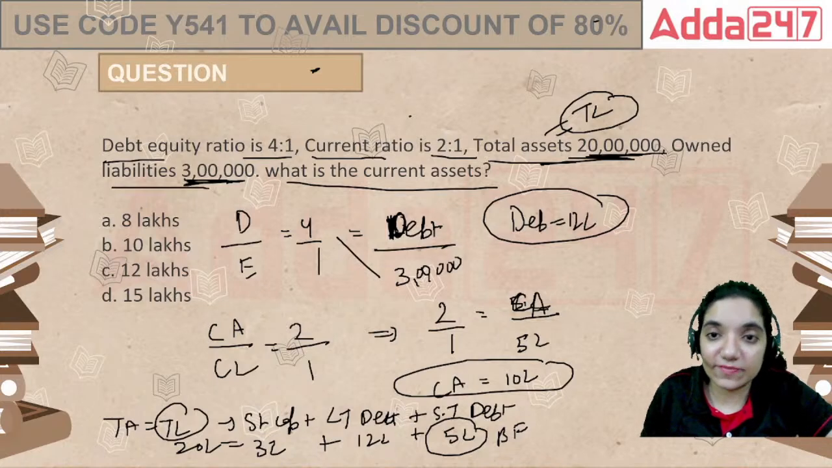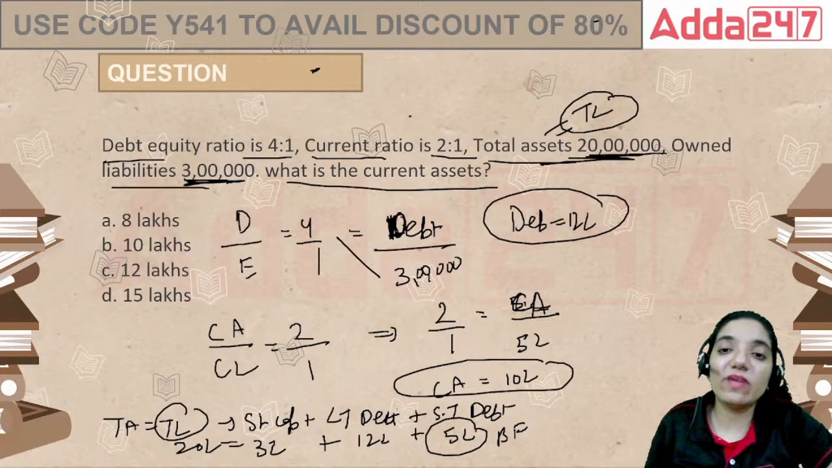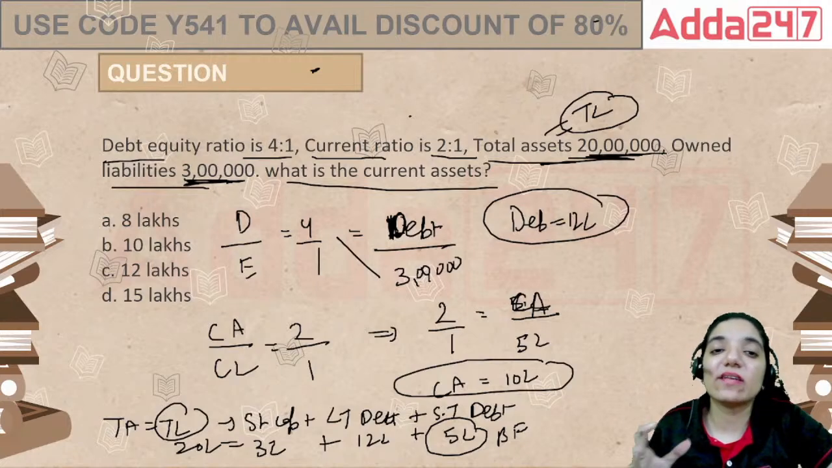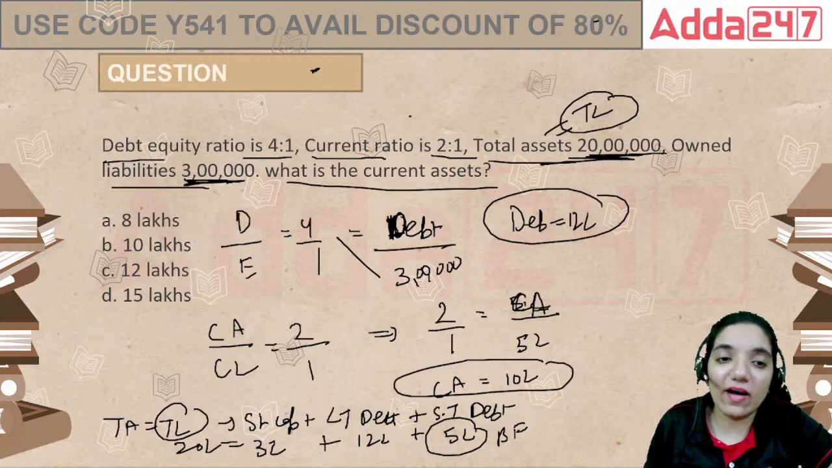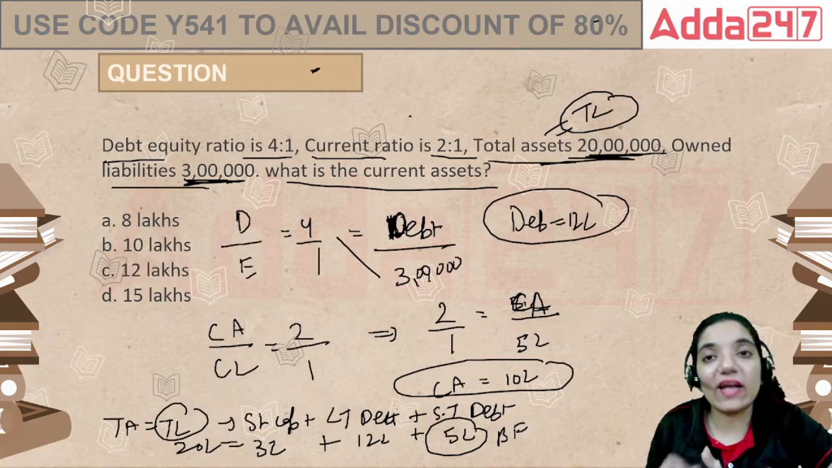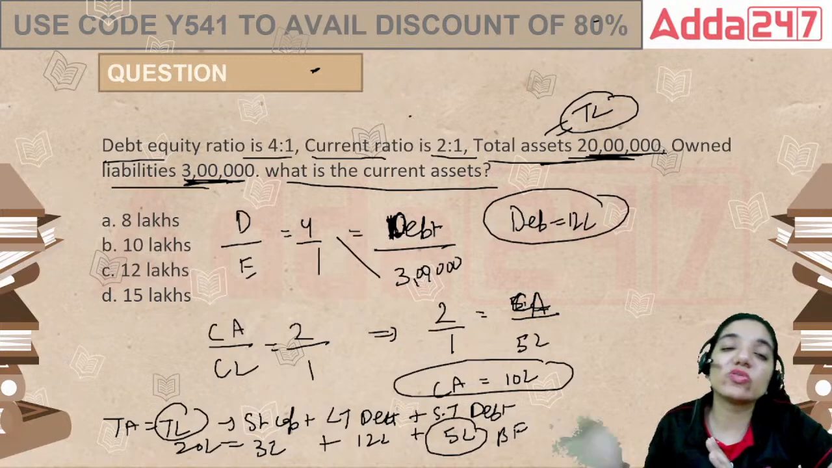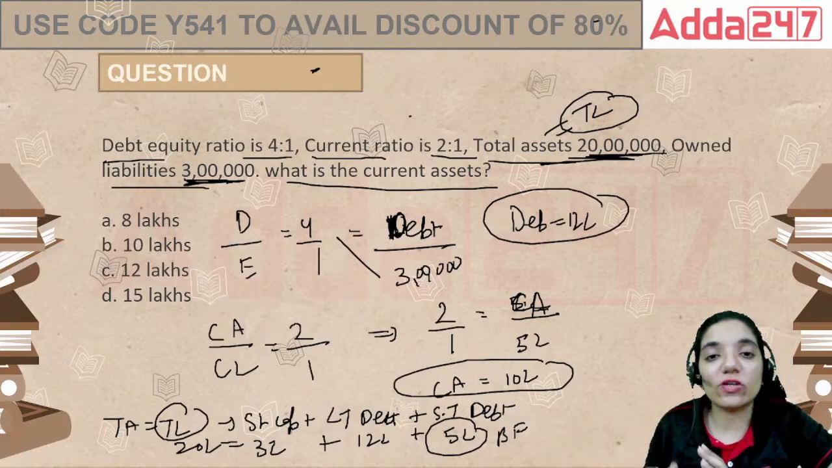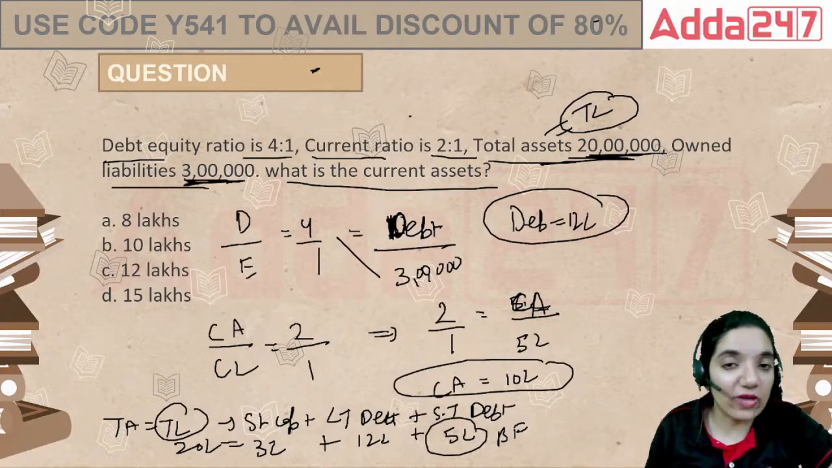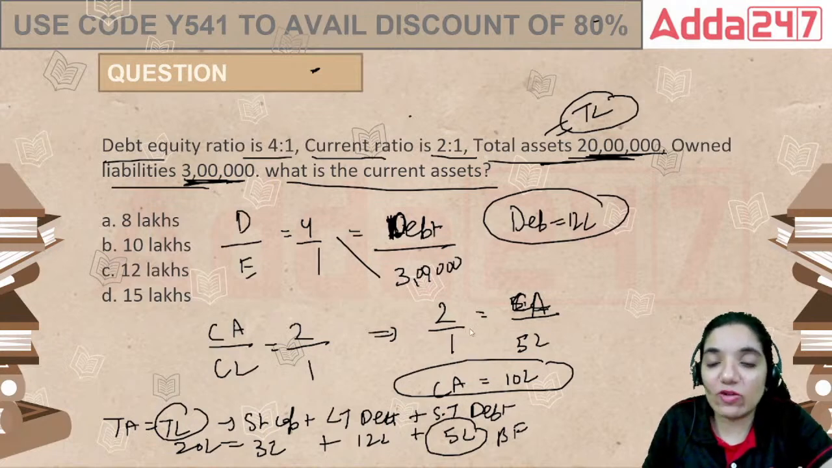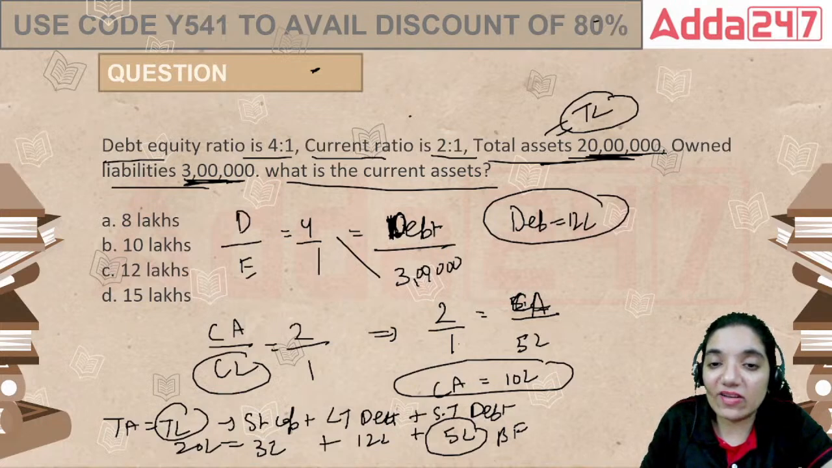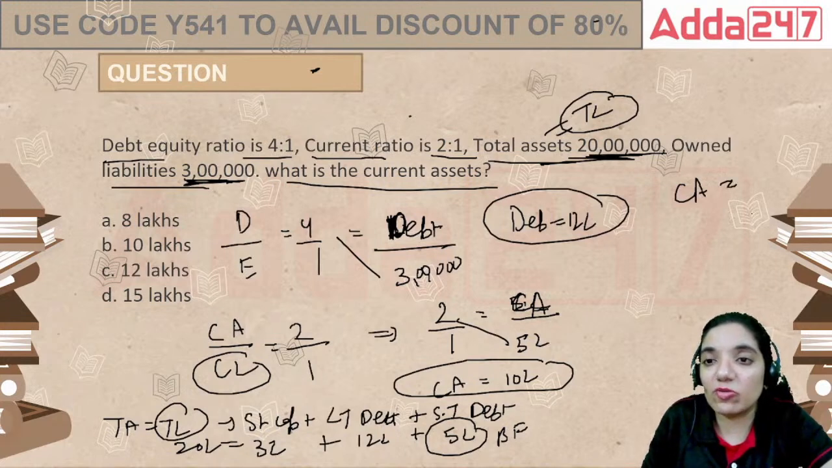In this case, what will happen is the total amount of liabilities is basically 20 lakh, out of which 3 lakh belongs to the equity, 12 lakh belongs to the long term period. For the short term period, it would be 5 lakh. And once you know the value of the short term liabilities, the current liabilities are known to us. Now multiply it and find the current assets. So your current assets in this case will come out to be 10 lakh.